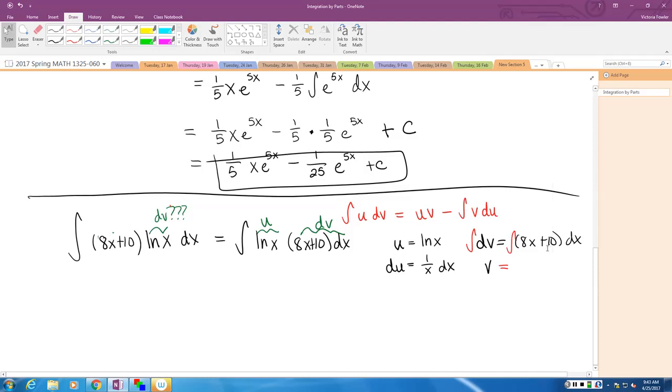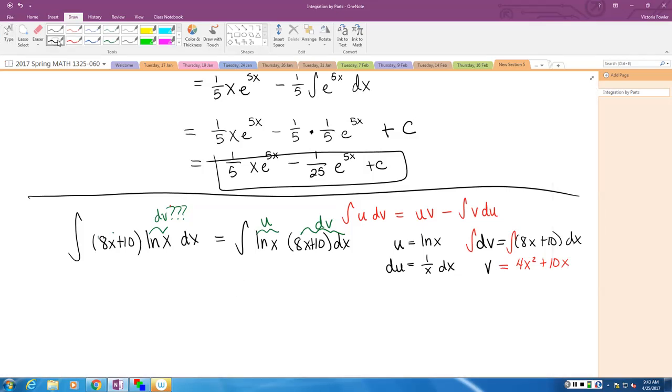Then I do the same thing to the right-hand side. What is v actually equal to? 4x squared plus 10x. Does everyone agree with that? You added 1 to the exponent and multiplied by the reciprocal, or divided by it, however you look at it. Okay, so the next part we're going to do together.